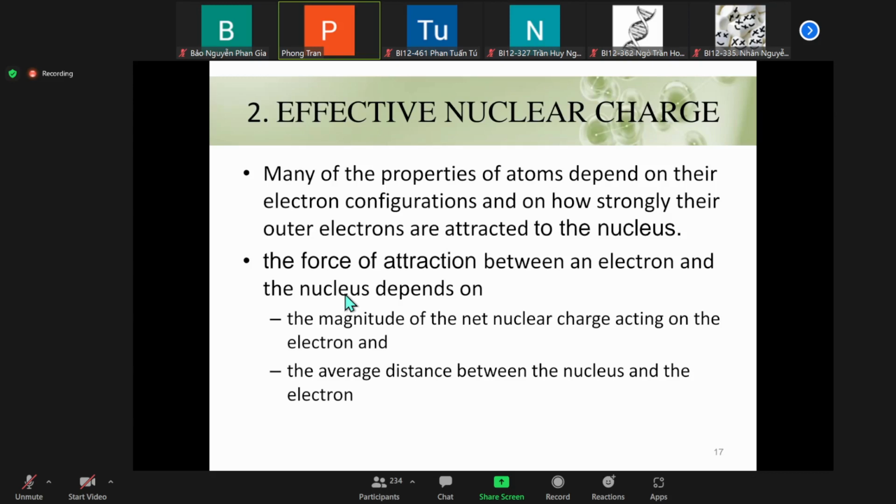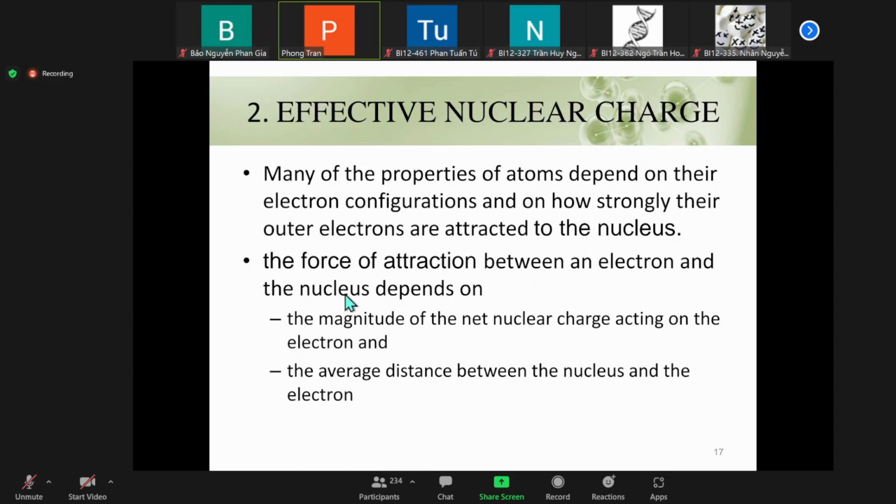So you can see that the property depends strongly on how the outermost layer of electrons interacts with the nuclei. The force of attraction between an electron and the nuclei depends on two things. First, the magnitude of the net nuclear charge acting on the electron, and second, the average distance between the nuclei and the electron.